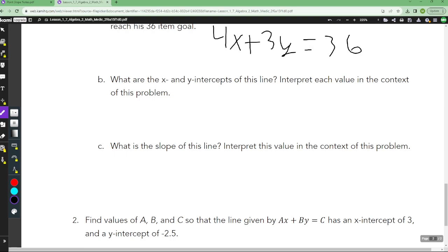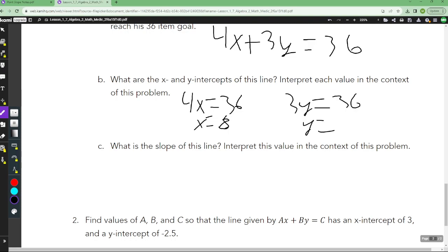So the x-intercept is going to be 9. Because if we do 4x equals 36, because 0 times 3 is 0, 36 divided by 4, x equals 8. And then we can do it the other way around. 3y equals 36, y equals 12. X is not equal to 8, x is equal to 9.